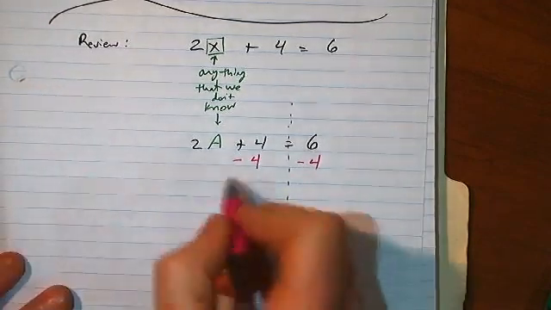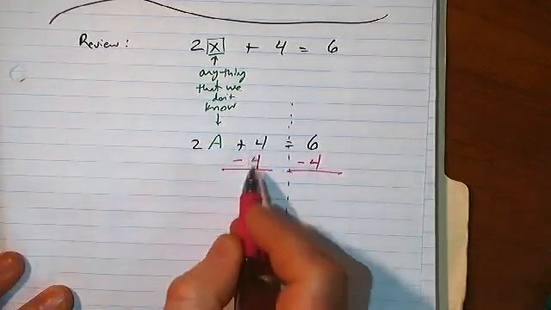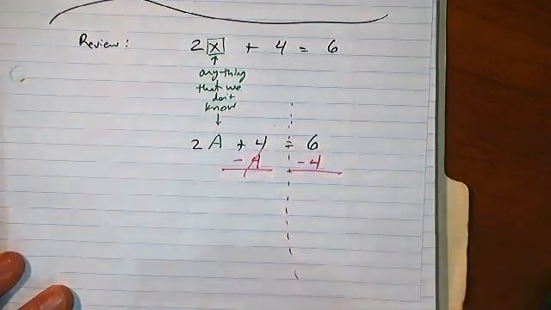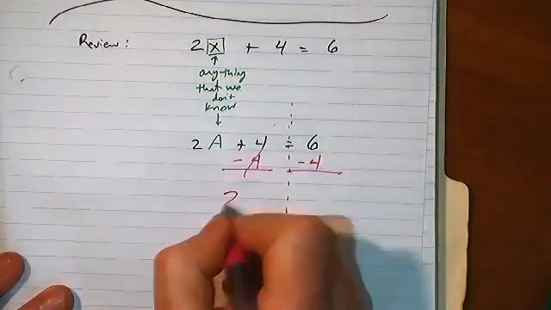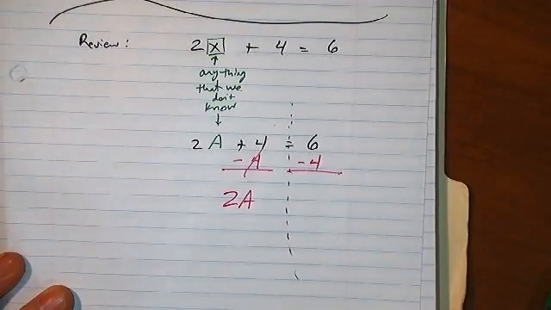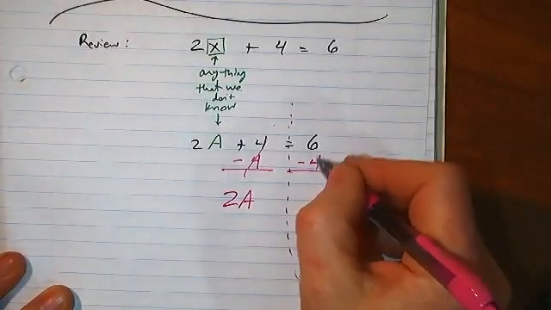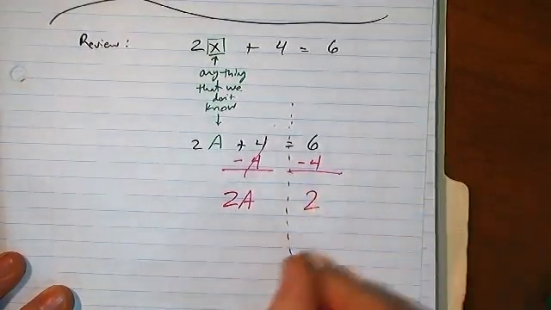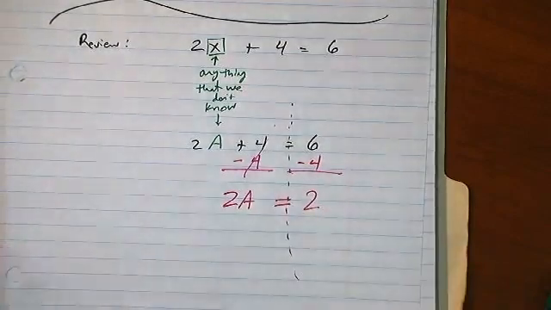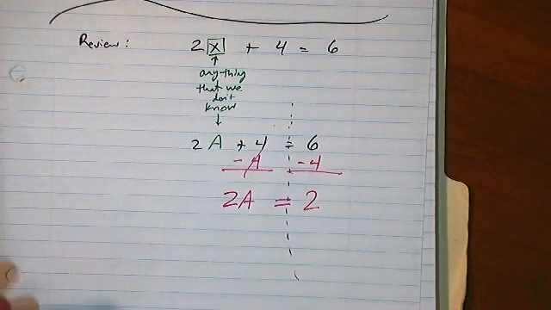Now, when I subtract the 4 on this side, these will cancel each other out, and that's going to leave me with 2 times that unknown anything. And on this side, I've got 6 minus 4, which is equal to 2, and these are still equal to each other because I did that to both sides. So now I move on to the next thing I need to get rid of.